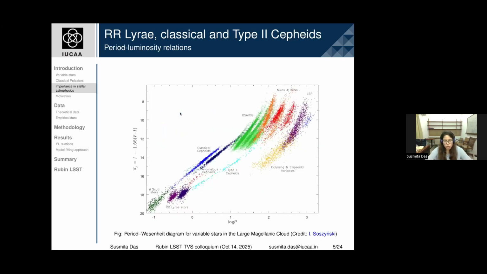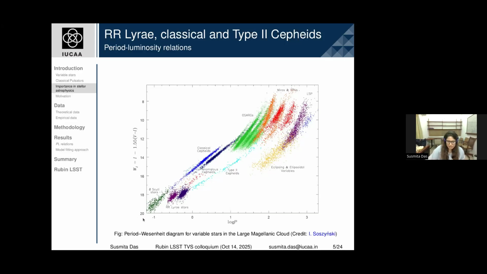So why are we so interested in classical pulsators? This is because they obey well-defined period luminosity relations, especially in the near-infrared bands. Here, this is from the OGLE survey, and we have period luminosity relations for all the different types of classical pulsators, each depicted in different colors.